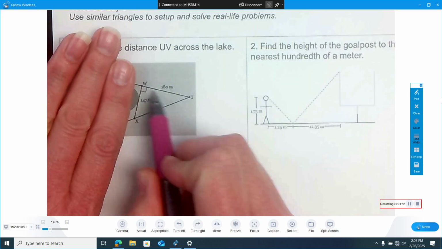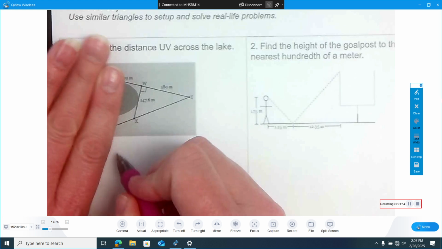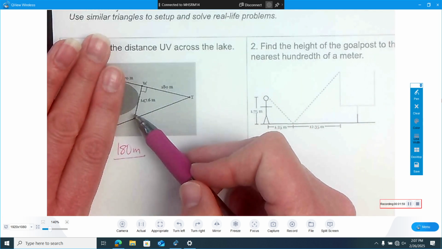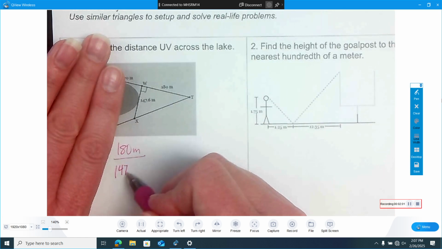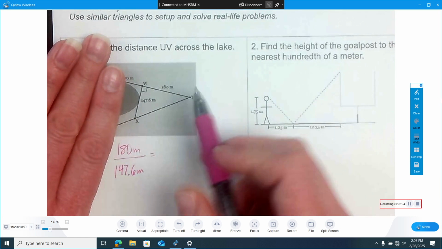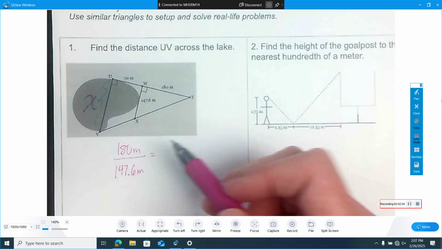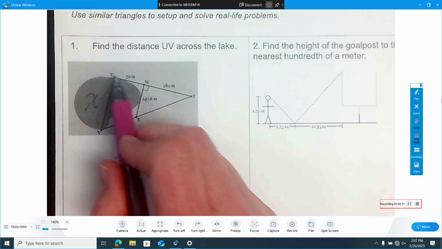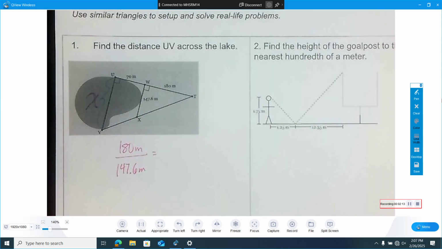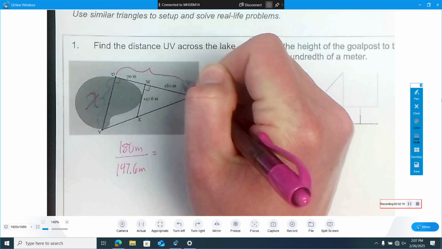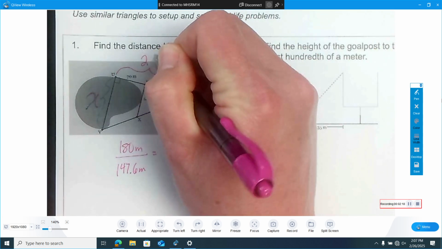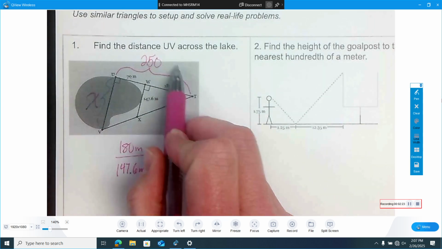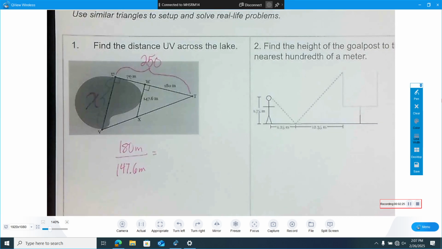I have the top of the triangle, so I'm going to call that 180 meters. Over the left side here of the triangle, 147.6 meters. So I did top over left. I need to do the same pattern in the giant triangle. What's the top of the giant triangle? 250. How did we get 250? Combine those two sides. 70 plus 180 gives us the whole side of that triangle.